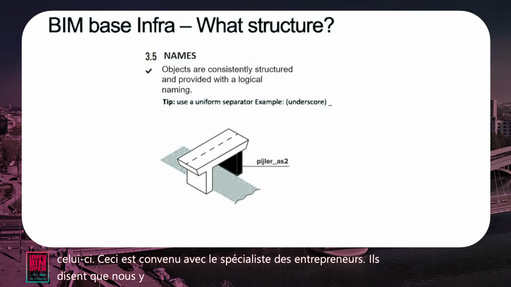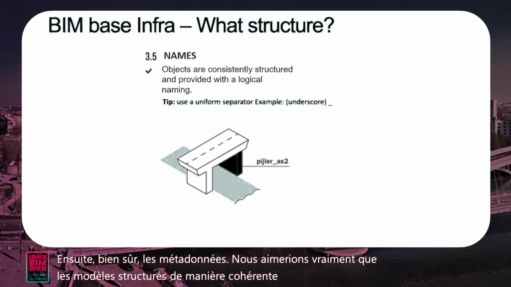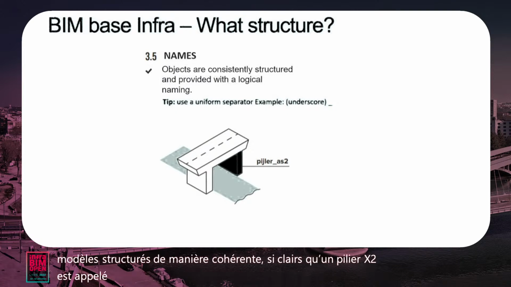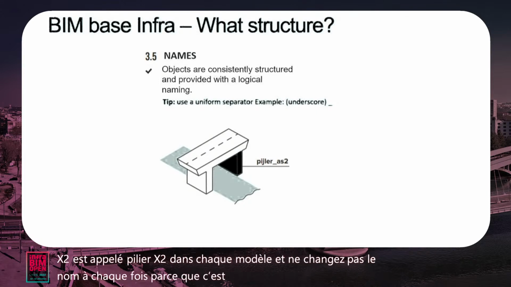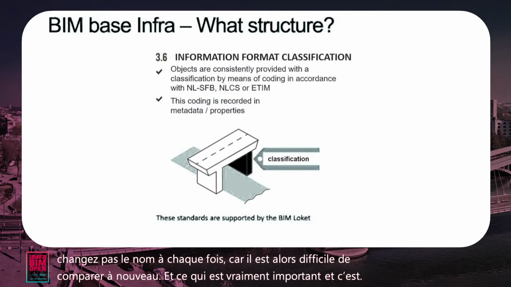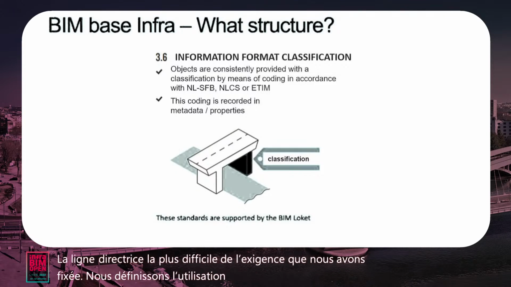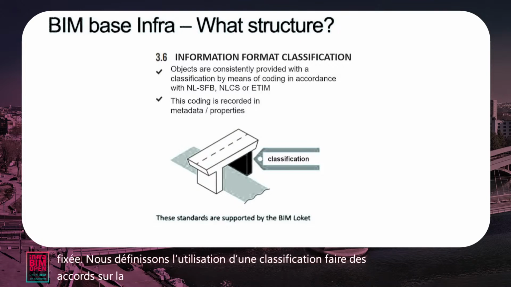Then, of course, the metadata. We really would like consistently structured models. So crystal clear that a pillar X2 is called a pillar X2 in every model. And don't change the name every time, because then it's hard to compare again. And what's really important, and this is the hardest guideline of the requirement, we said use a classification, make agreements on a classification which you use for naming your models.